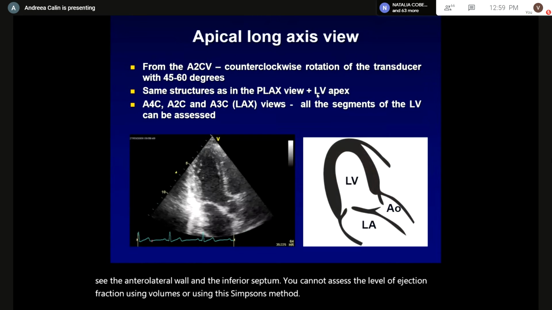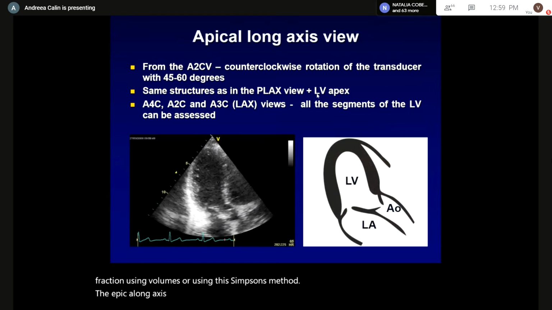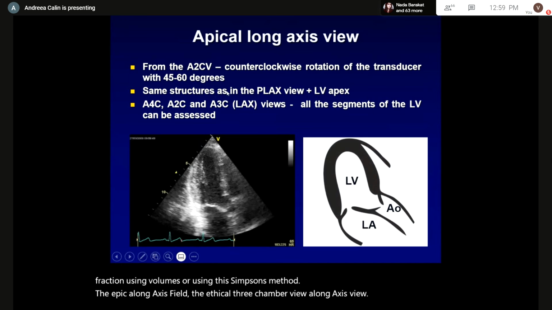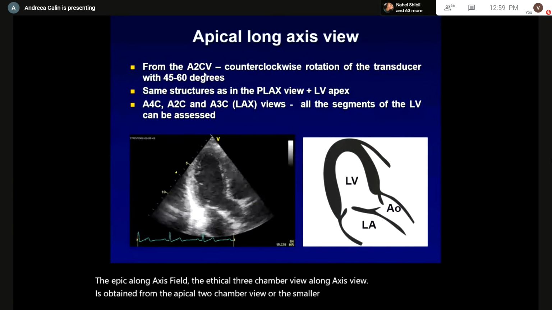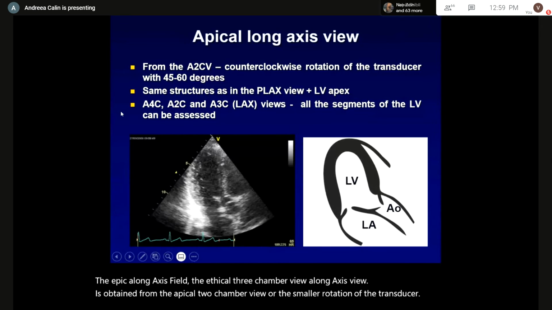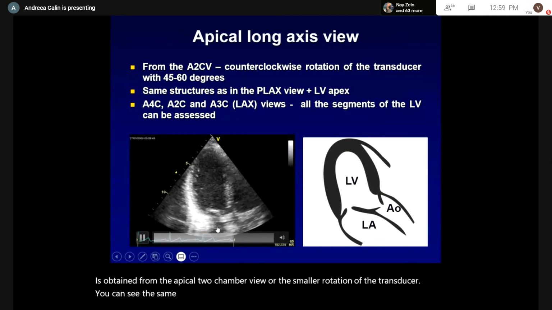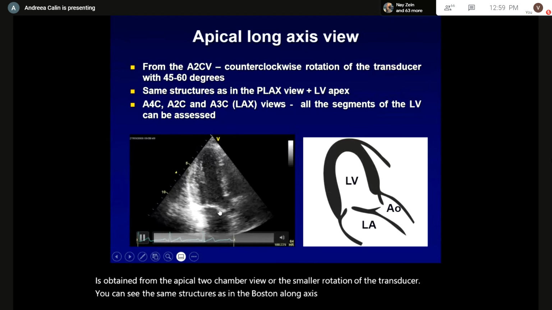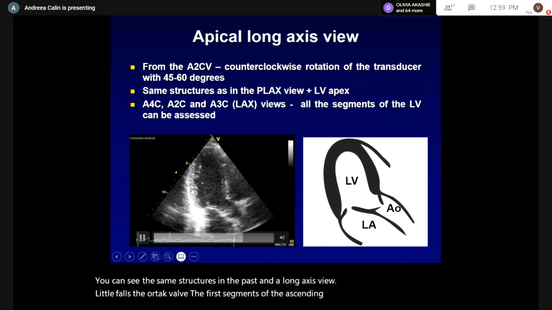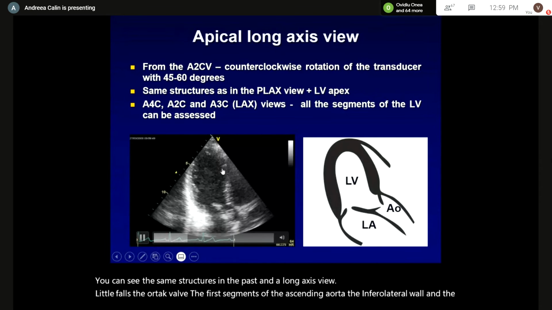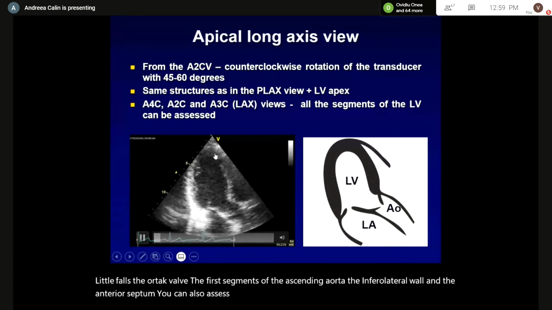The apical long axis view, the apical 3-chamber view, is obtained from the apical 2-chamber view with a smaller rotation of the transducer. You can see the same structures as in the parasternal long axis view: the left atrium, the mitral valve, the aortic valve, the first segments of the ascending aorta, the inferolateral wall, and the anterior septum. You can also assess contractility of these walls here.